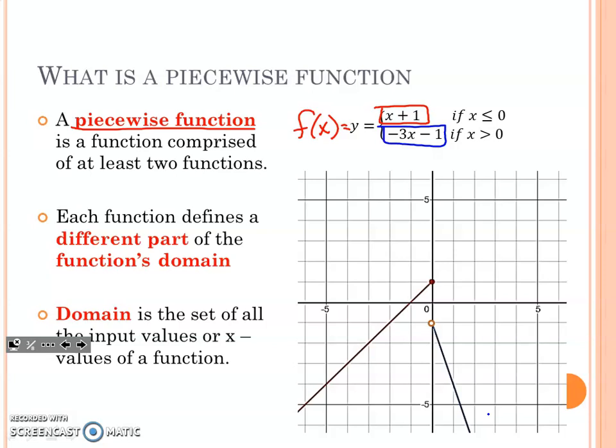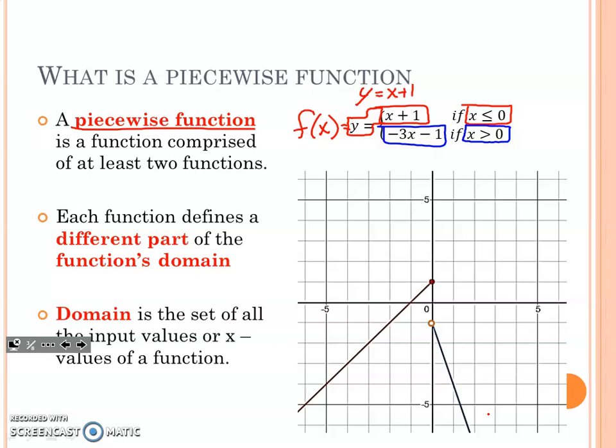And the domain decides where these 2 functions are. So x plus 1 is only going to take place where your x's are less than 0. And negative 3x minus 1 is only going to take place where your x's are greater than 0. Okay? So what I have here is 2 functions. One of my functions is y equals x plus 1.